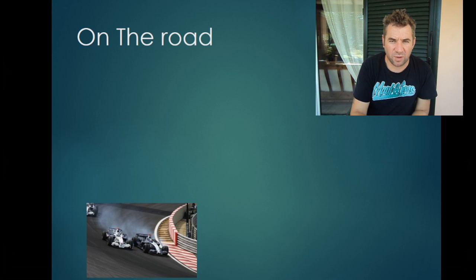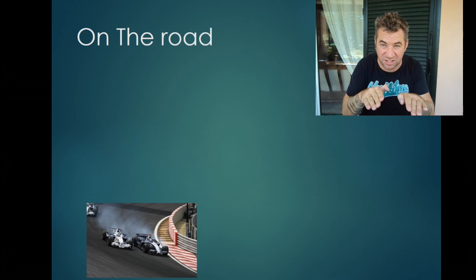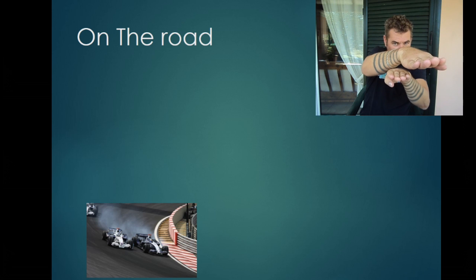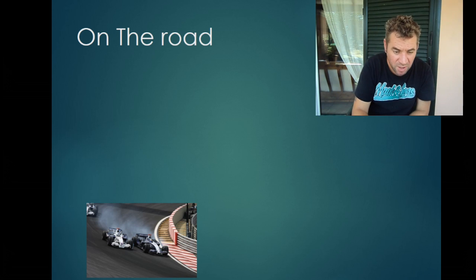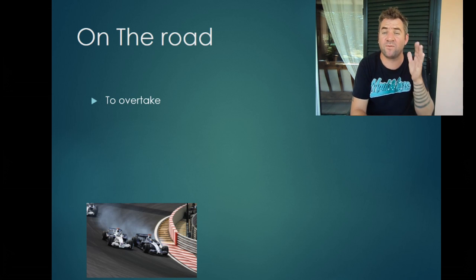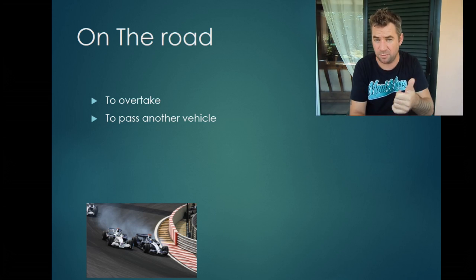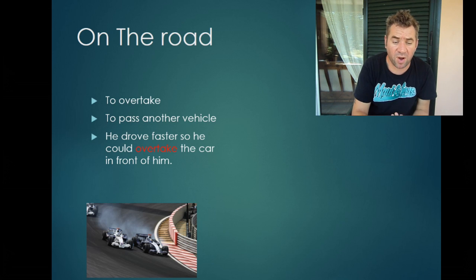Oh, very useful. So here in Formula 1, you'll see this a lot. Here they're actually racing each other. And when one driver comes past the other one, usually you overtake on this side where I am, you are overtaking, you're going past. So if someone in front of you is driving very, very slowly, you can overtake them. You indicate and you overtake. He drove faster so that he could overtake the car in front of him.